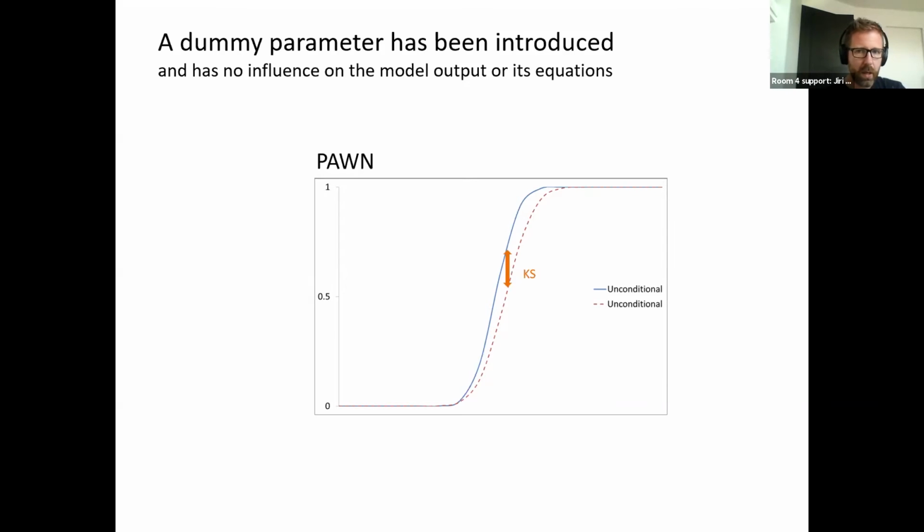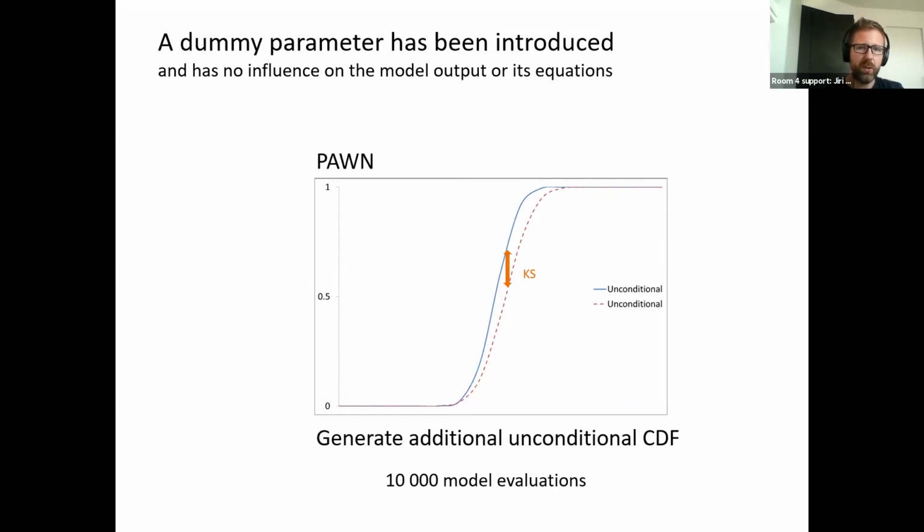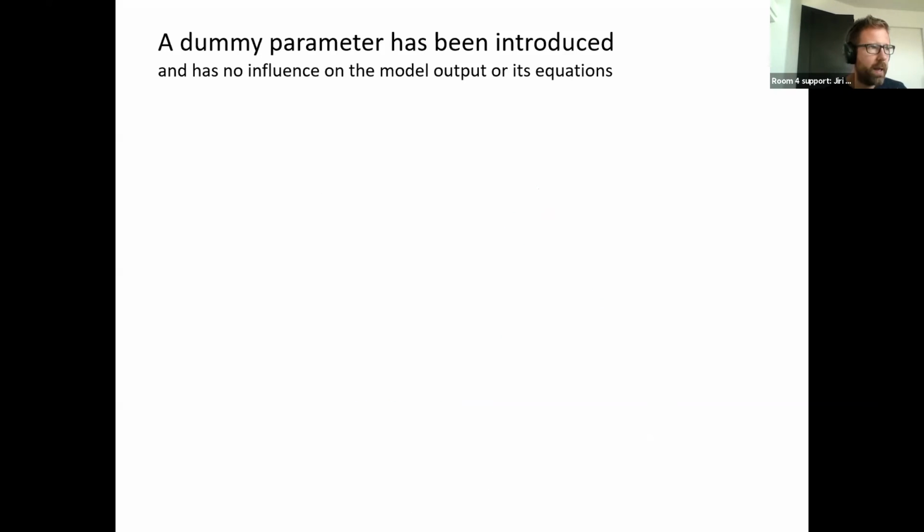So the only thing we needed to do in this case to test the use of the dummy parameter was to generate an additional unconditional cumulative distribution function. And we did this for 10,000 model evaluations, which resulted in, no, it's not resulting in 261,000 model evaluations. It's just the other method that requires 261 model evaluations, but we can get into that deeper later on.